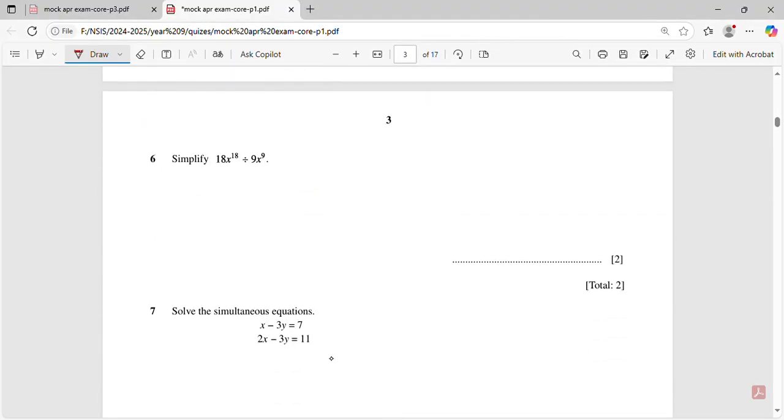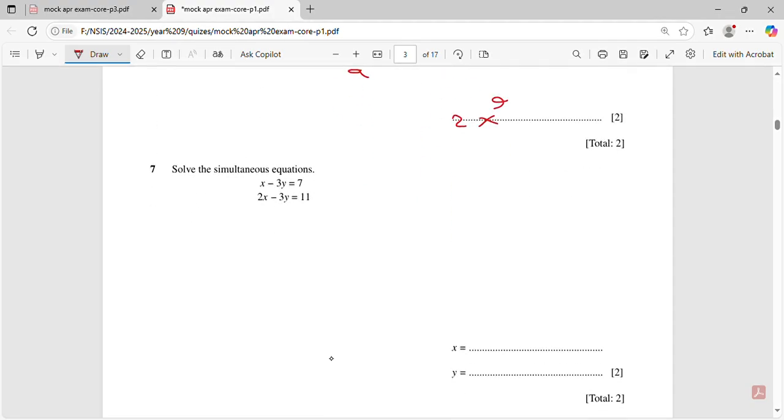For this part, I will take the numbers, or the coefficients, together. As an example, it will be 18 over 9. And for x, as long as it's a divide, I will subtract the powers. It will be 18 minus 9. So it will be 2x to the power 9, as you can see.